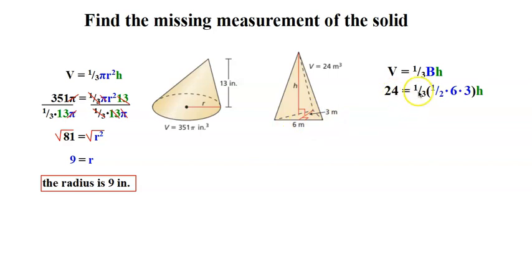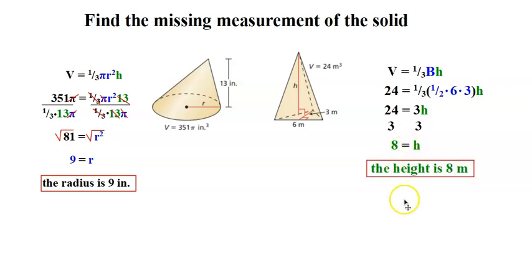Volume is 24, 1/3 for the pyramid, 1/2 for the base of the triangle, times the base of the triangle, times the height of the triangle, and then the height of the pyramid, which we don't know. So we'll start by multiplying all of this together, because it's all multiplication, and that gives us 3. So we have 3h equals 24, divide both sides by 3, and we end up with h is equal to 8. So the height is 8 meters. So that one was pretty simple. That was a lot easier.